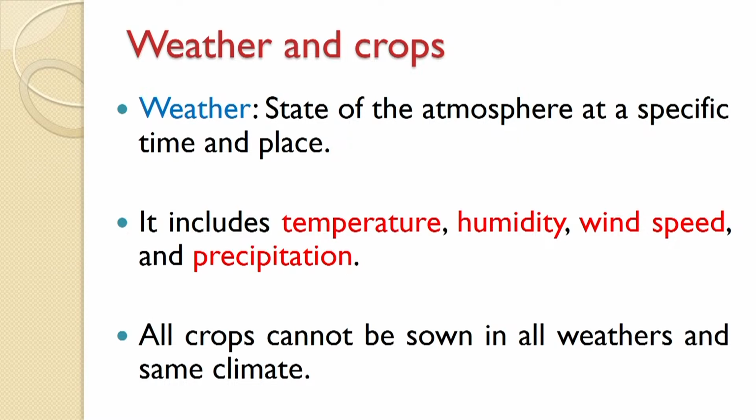So let's understand the effect of weather and climate on our crop production. Weather, we can say, is the state of the atmosphere at a specific time and place. It actually includes temperature, humidity, wind speed as well as precipitation. All crops cannot be sown in all weathers as well as the same climate. So we must choose our crop according to the crop season and weather pattern, otherwise our entire crop field may get destroyed.